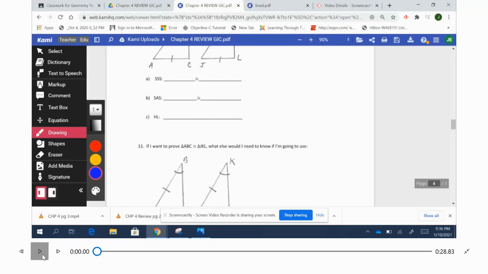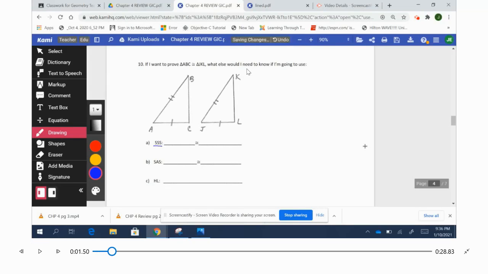Page 4 of our chapter 4 review. So these are some part 1 questions that will come up. They'll give you enough information to start the problem, and then there will be a missing piece. So let's say for this question on the part 1s, they'll say AB is congruent to JK. They would expect you to mark those sides congruent.